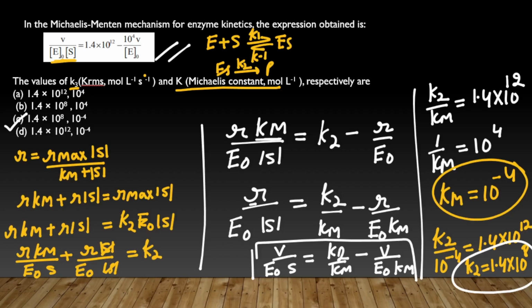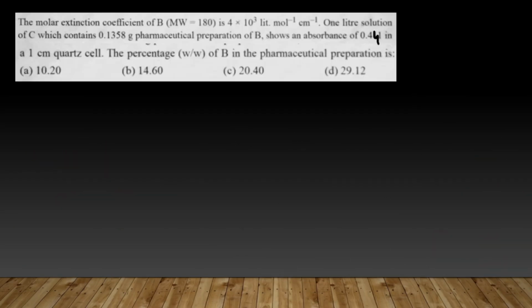Right? Next one you have is this question. The molar extinction coefficient of B, which has the molecular weight of this much, is this value. One liter of solution C, which contains this much grams of the pharmaceutical preparation of B, shows an absorbance of 0.441 in a 1 centimeter quartz cell. What is the percentage weight by weight of B in the pharmaceutical preparation?